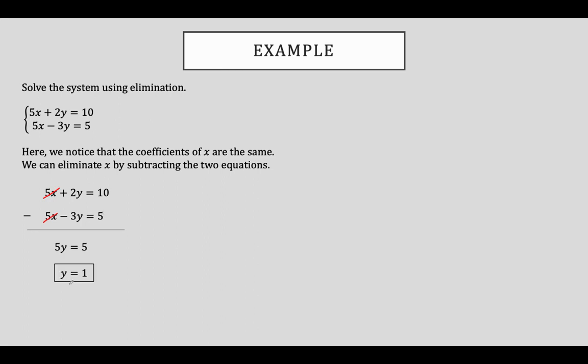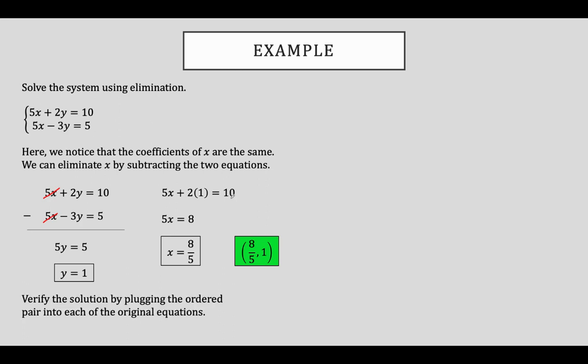Again, once we isolate one of the variables, we can back substitute it into either one of the first equations that we see here and solve for our second variable. I have decided to plug it back into the first equation, 5x plus 2y. That gives me 5x plus 2 times 1 is equal to 10. That means 5x is equal to 8, and x is equal to 8 over 5. Again, we write our final answer as an ordered pair, 8/5, 1.